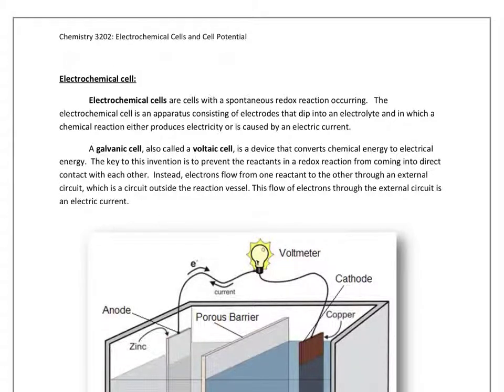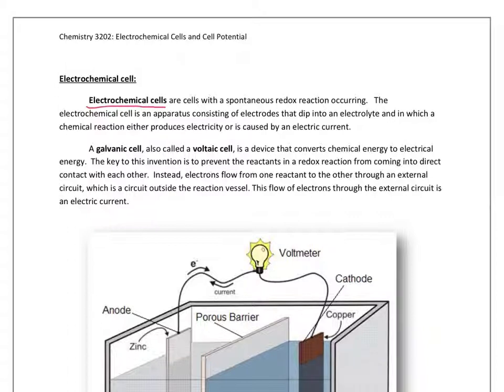In this lesson, we're going to study electrochemical cells. Electrochemical cells are cells with a spontaneous redox reaction occurring, meaning that the electrons are transferred spontaneously, there's no work provided, such as when we use a battery to power our calculators. There is a spontaneous redox reaction occurring. We don't need to provide heat, we don't need to provide electricity, it just happens.